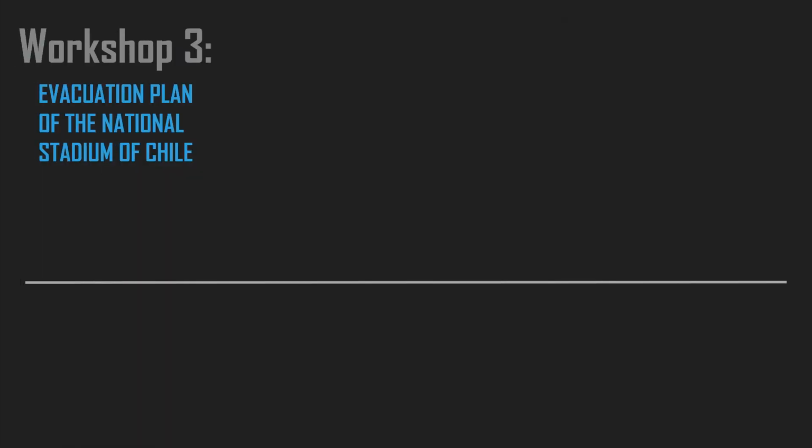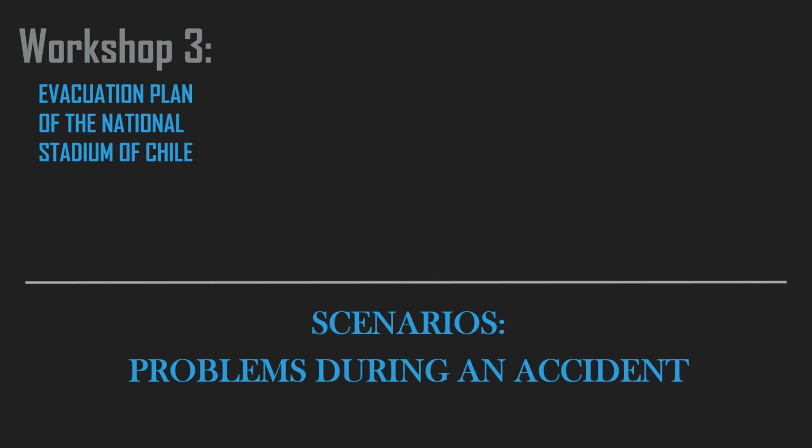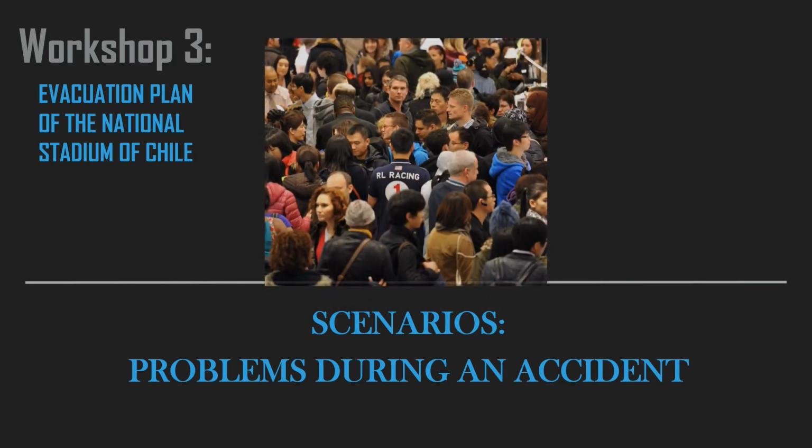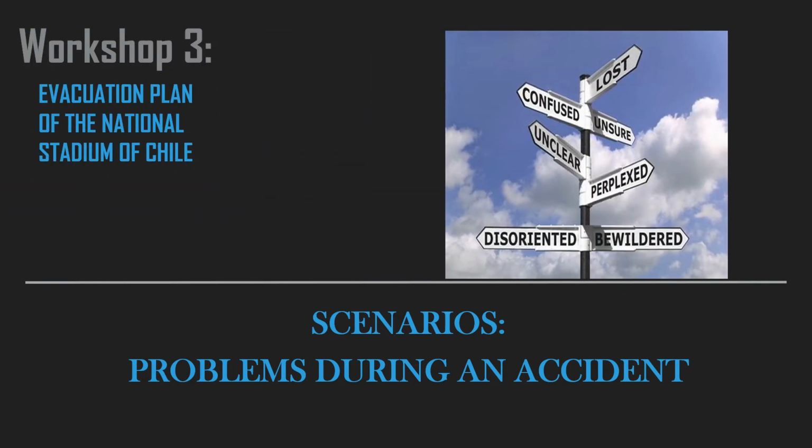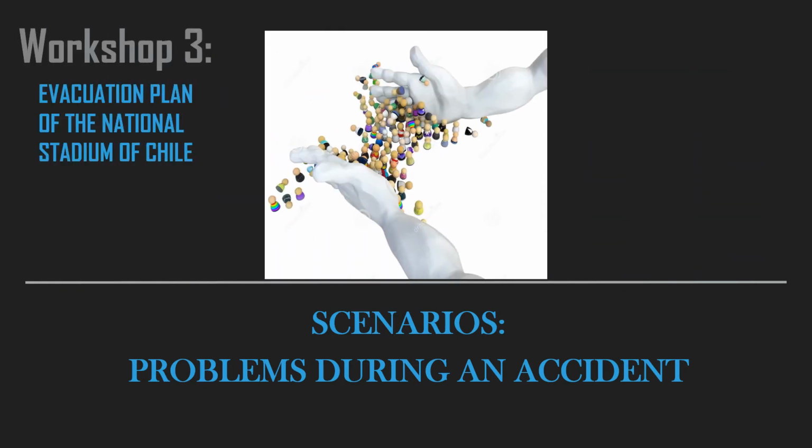Workshop 3. National Stadium. Emergency evacuation plans are developed to ensure the safety of lives under an ongoing threat. Proper planning is related to scenarios which include problems that may occur during an accident. For example, overcrowded people, mix of cars and pedestrians, unclear signage and information, and lack of crowd management.